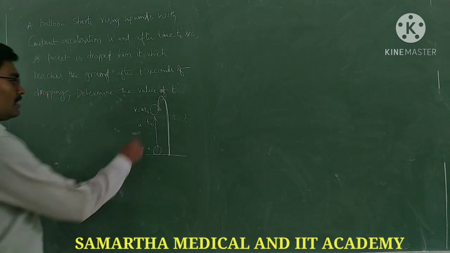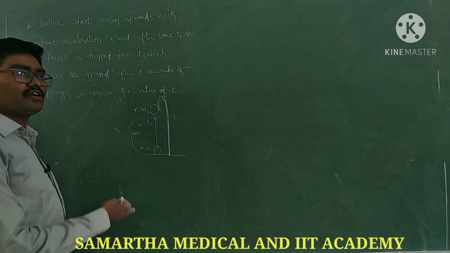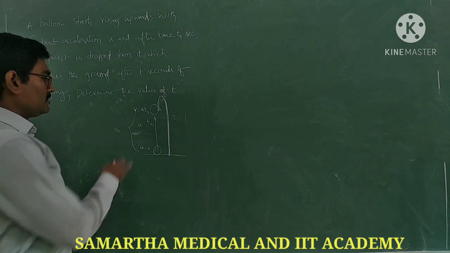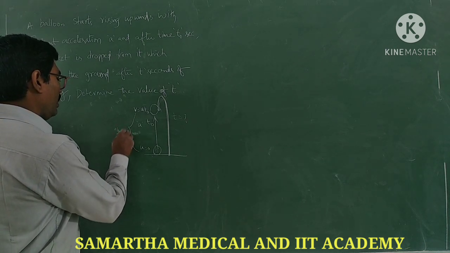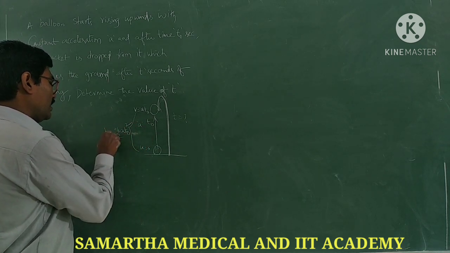Okay, so now you tell me what is this distance covered, the height? H is equal to half A t square. So h equal to half A, t is what? From here to here, t naught. So that is what? The height of the balloon.